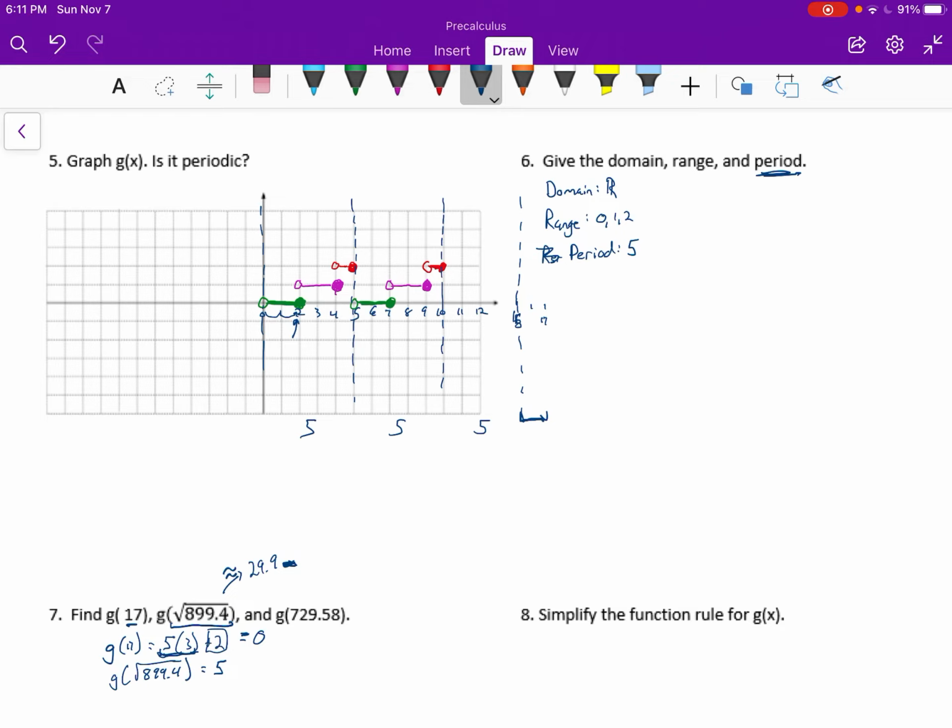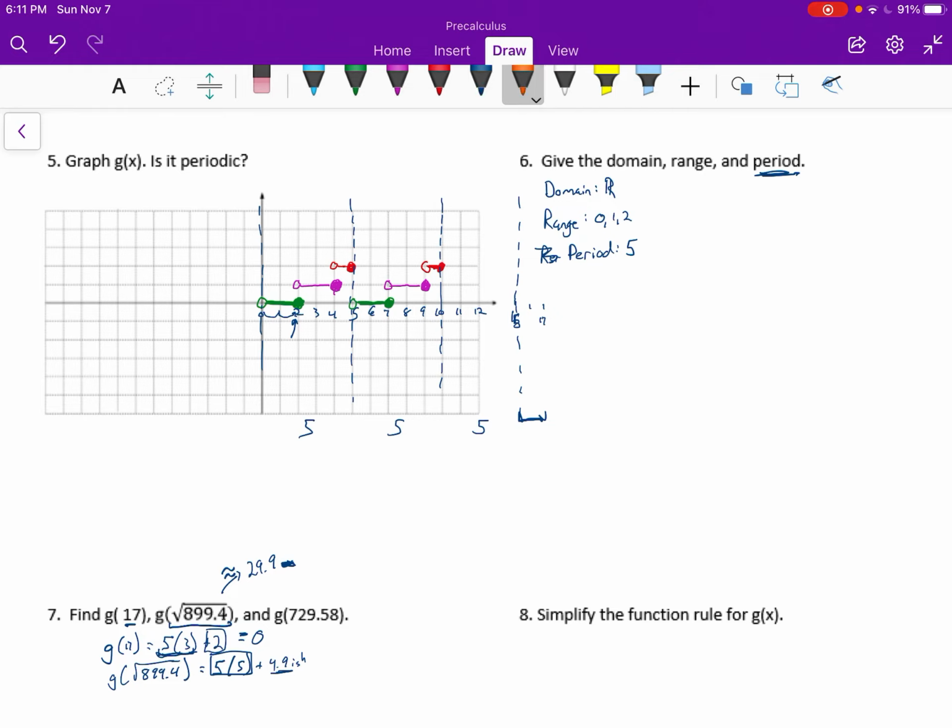29.9 divided by 5 is 5 with a remainder of 4.9. So we're going to put 5. 5 times 5 is 25 plus 4.9-ish. Well, that's 5 periods, so we're just looking at where that 4.9 is. When we look back up at our graph, 4.9 is about here. So what's the y value at 4.9? The y value is 2.